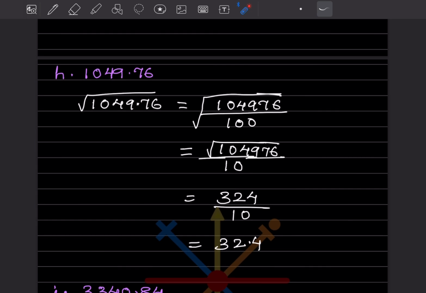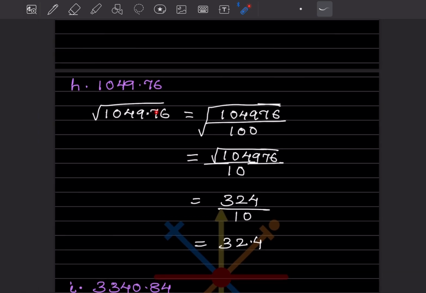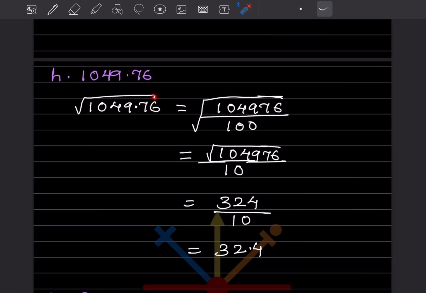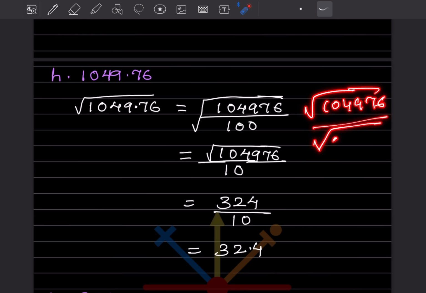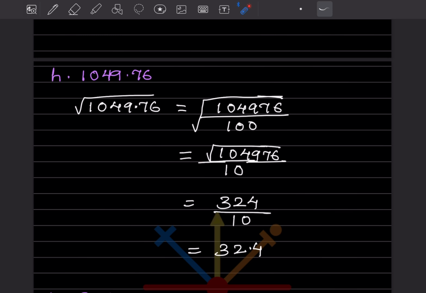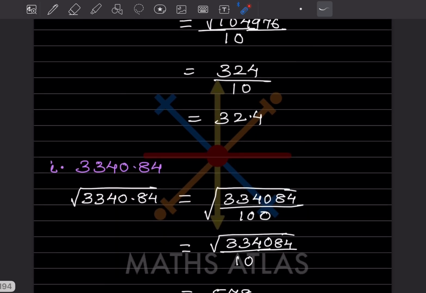Same here. You can see the decimal is after 2 numbers. So you can divide it by 100 to remove the decimal. Then this is going to be root of 104976 divided by root of 100. Root of 100 is going to be 10, and this stays the same. So again the perfect square will be 324. When you divide this one, you get 32.4.